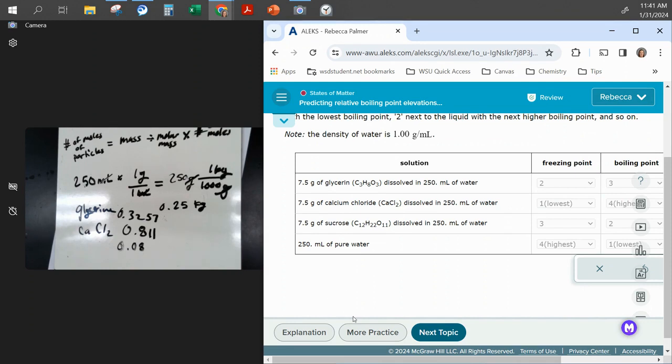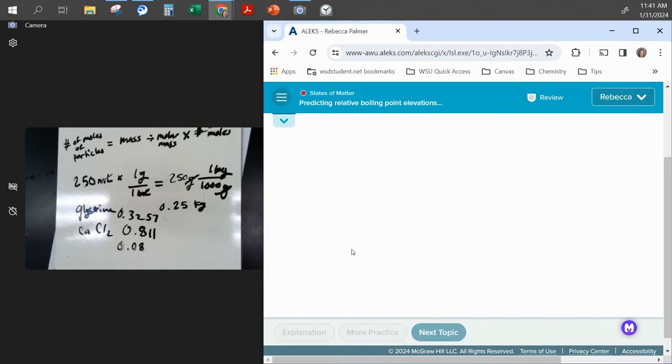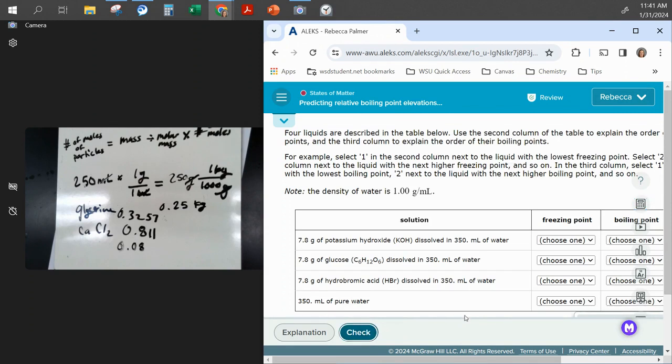Should we open another one and we can look? Okay, this one. How many particles is this one going to give us?